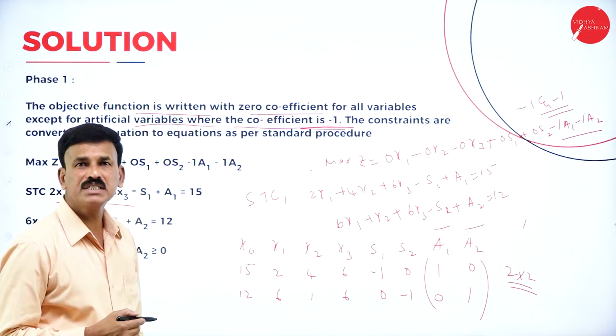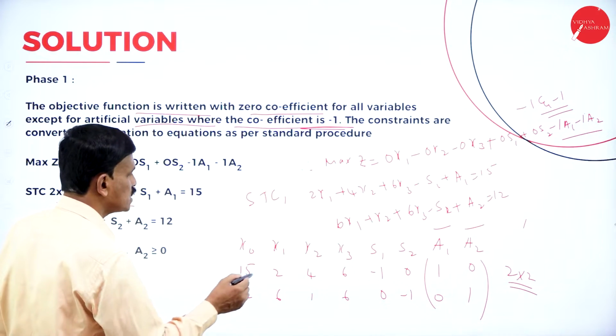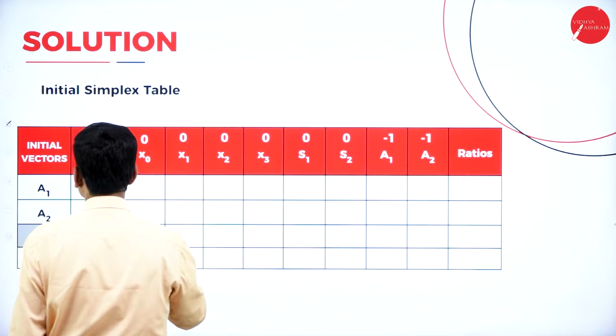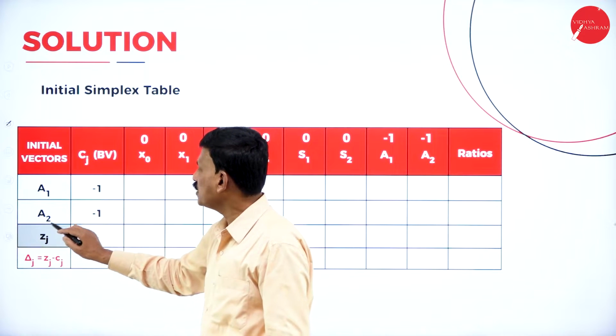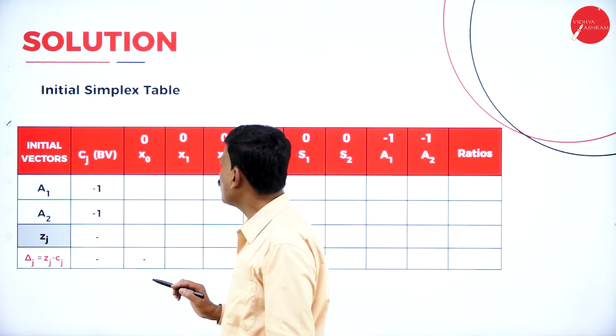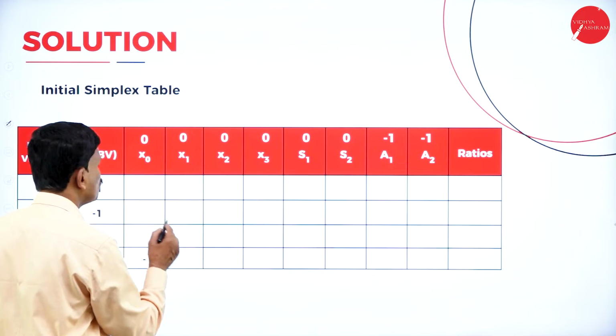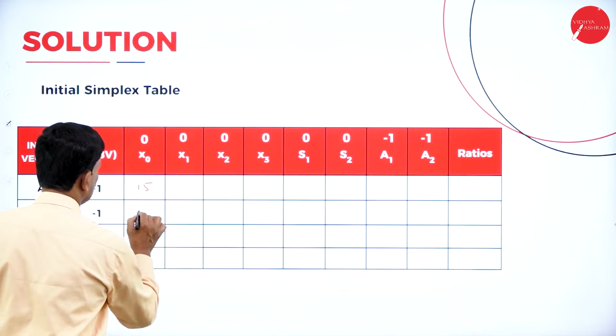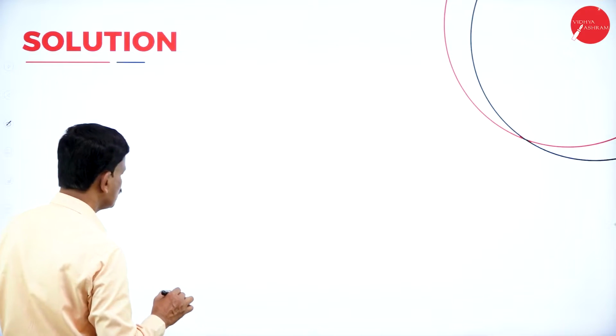Now let us come to the initial simplex table. In the initial simplex table I am going to take a1 and a2 as the basic variables. The coefficients of basic variables are -1 and -1. And the values of x0, I will start from here: 15, 12.